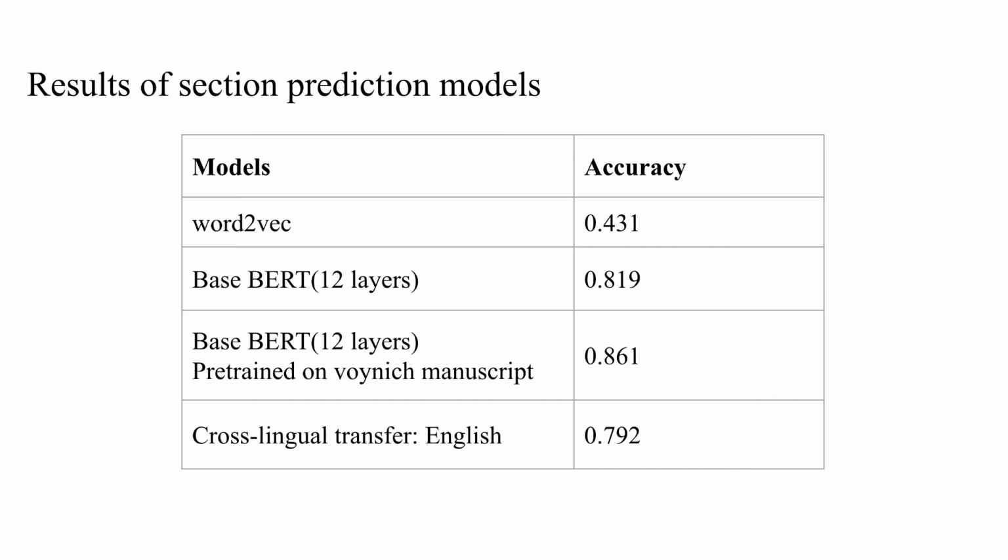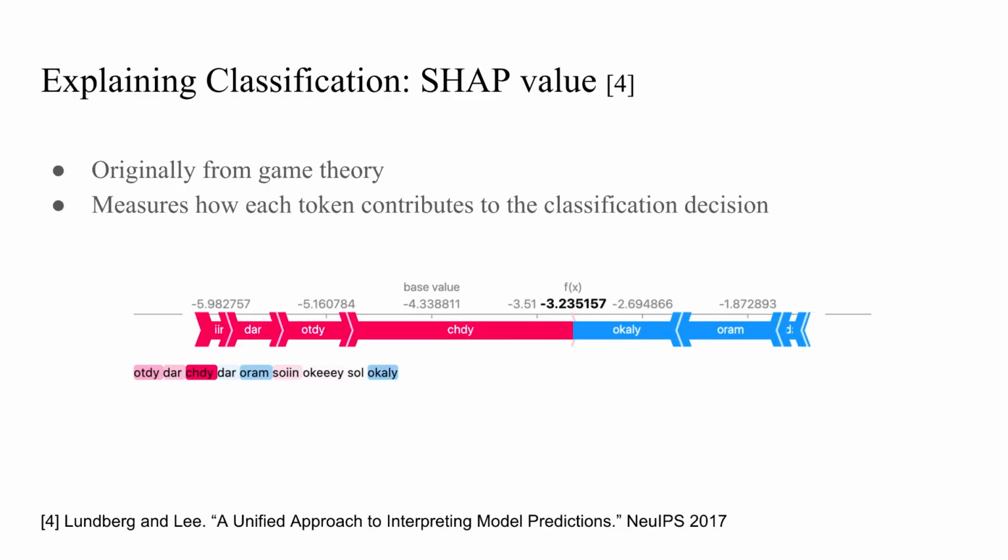Having the accuracy is not enough, especially in our case. We want the model prediction to tell us something about the Voynich manuscript. So we use Shapley values, which is a concept originally from game theory, to interpret the section prediction model. Here's an example, which is the shortest paragraph in the manuscript. It shows how each token contributes to the classification decision.